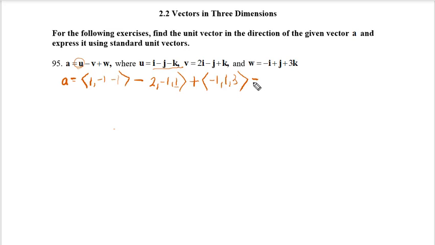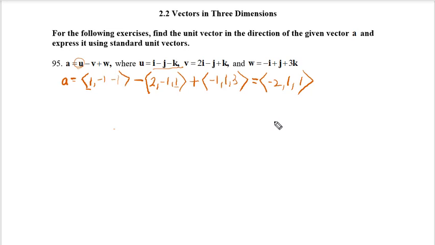so this gives us the vector 1 minus 2, that's negative 1, and negative 1 and negative 1 would be negative 2. Negative 1 minus negative 1 would be negative 1 plus 1, which is 0, plus 1, which is 1. And then negative 1 minus 1 is negative 2 plus 3, which is 1.